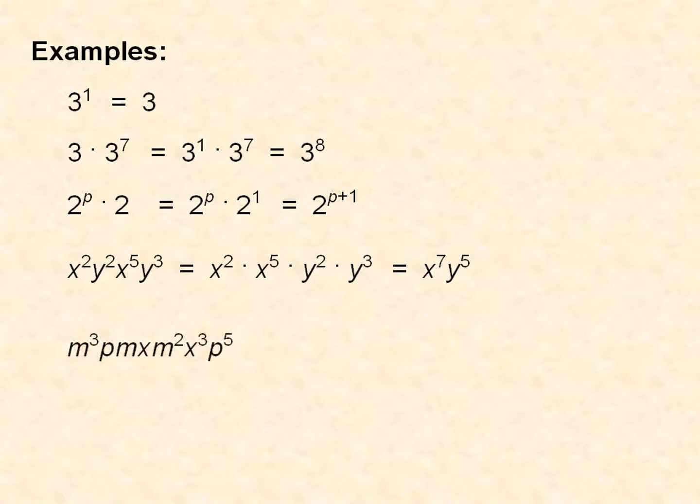Here's an even longer expression. M third p m x m squared x third p to the 5th. First, we will rewrite the variables in alphabetical order. So we have m third times m squared times p fifth times p third times x third. And then we add the exponents. We get m to the 6th, p to the 6th, x to the 4th.